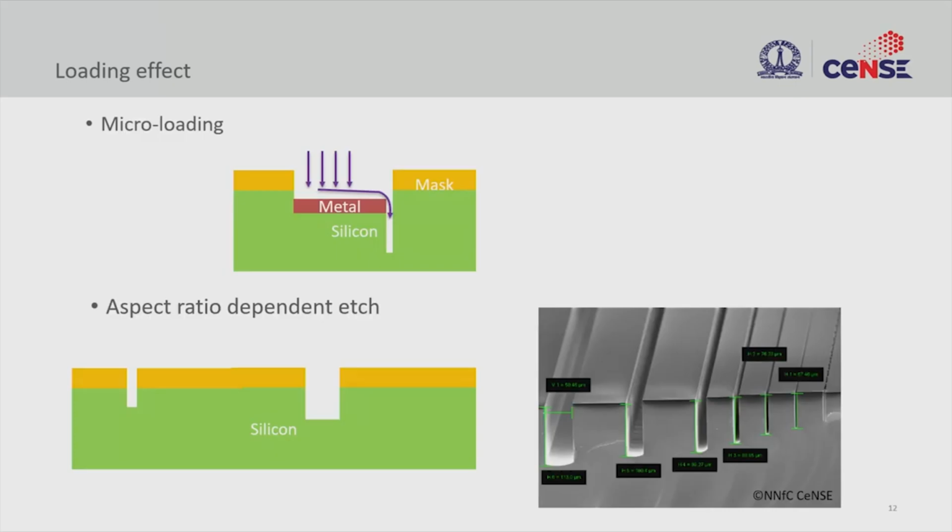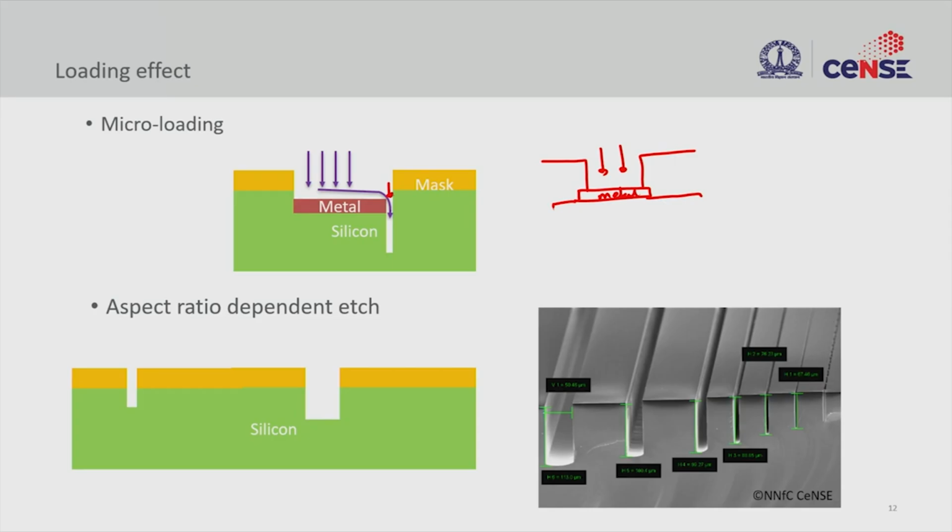There are two types of local loading. One is really micro loading, where you have an opening. Ideally this should have been like this: you have a metal, you want to etch, and then you land on the metal. But what happened here is there was a misalignment. The misalignment has given a small opening that exposed the silicon.